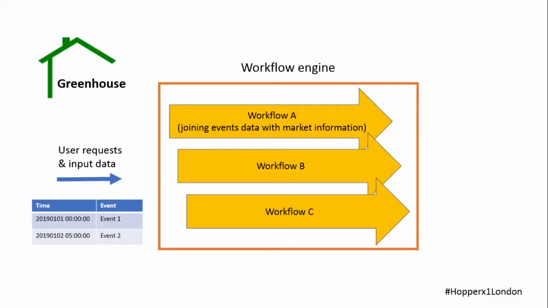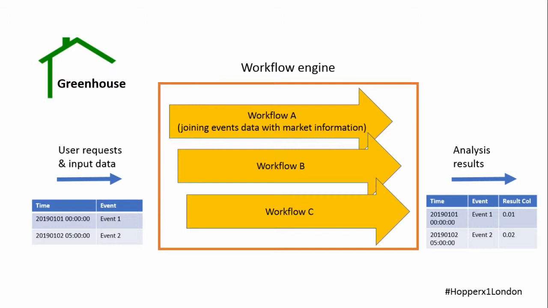Greenhouse is capable of running a number of workflows that analyze or transform this input data to yield informative results. So, for example, one of our workflows joins input events data with relevant market information, so that we can see whether or not the events drive or have any effect on market conditions. The result of this analysis, or the output of running the workflow in Greenhouse, is then saved in storage and used by researchers to guide their research going forward.